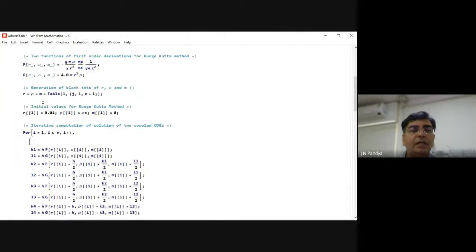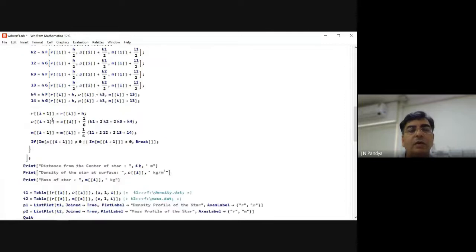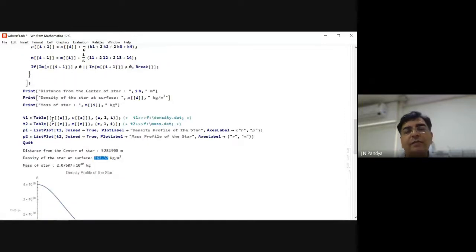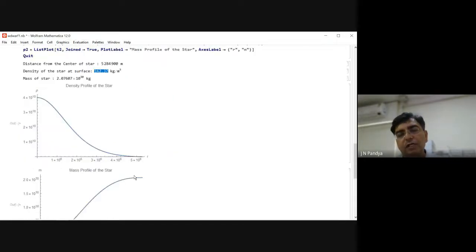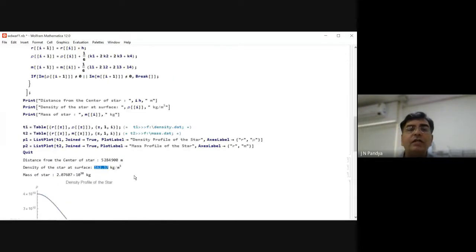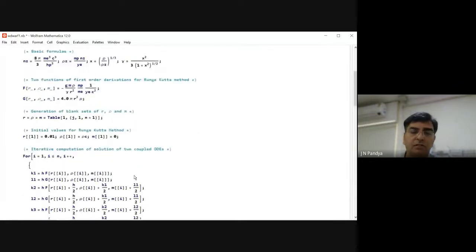So for example, instead of this 50, if I do 5, probably it will take much more time, but it will give me even better results here because your step size is decreasing. Okay, so this is how you deal with coupled differential equations.